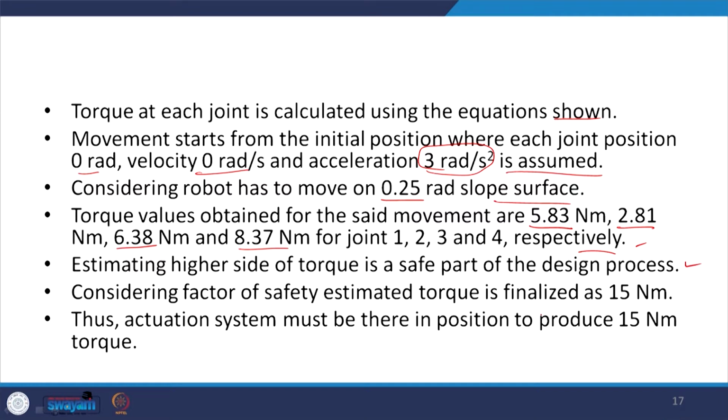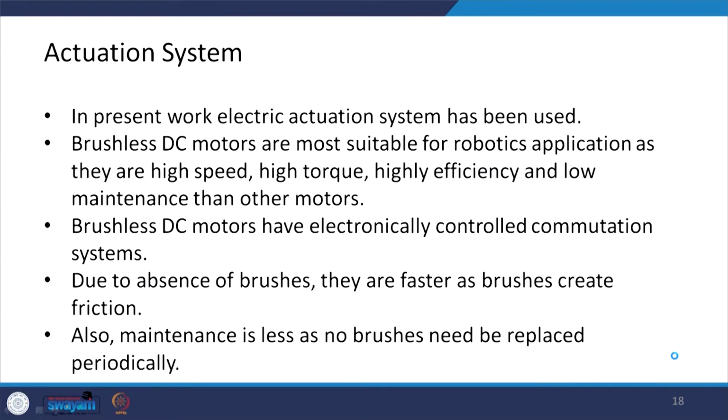Now, estimating the higher side of torque is a safe part of the design process. So, we considered a certain factor of safety, and we took the torque as 15 Newton meter. So, the actuation system must be able to produce this much amount of torque.